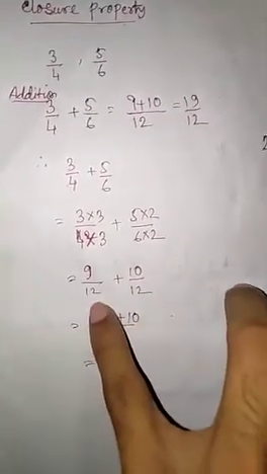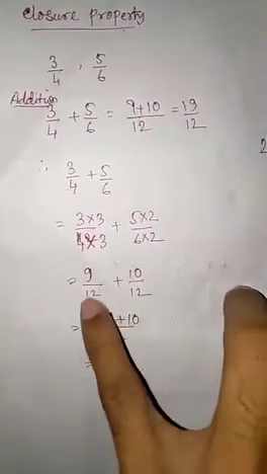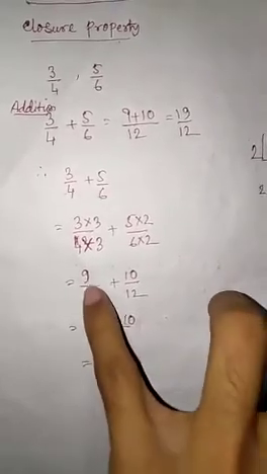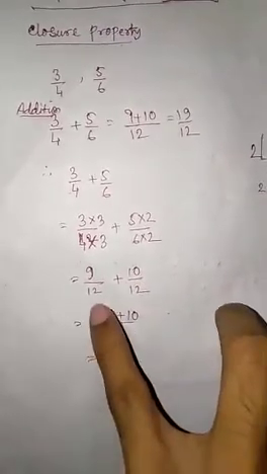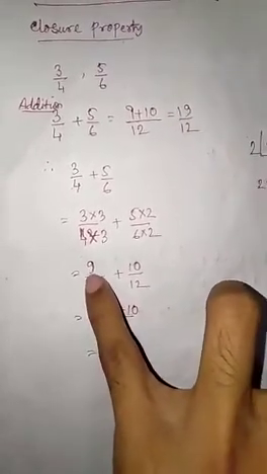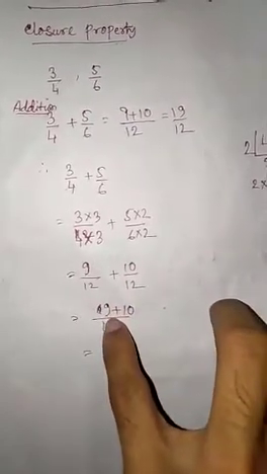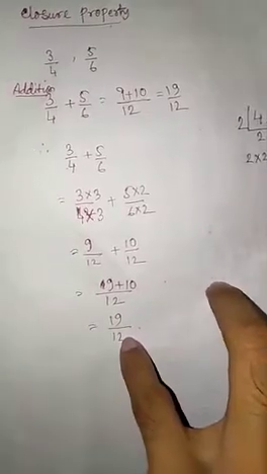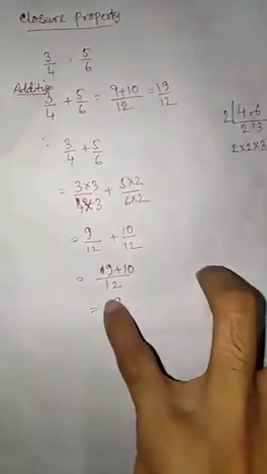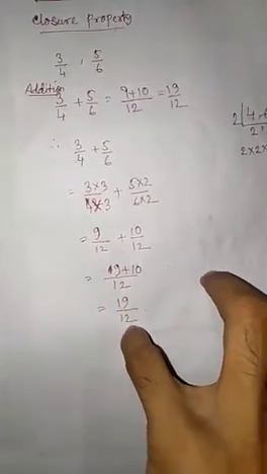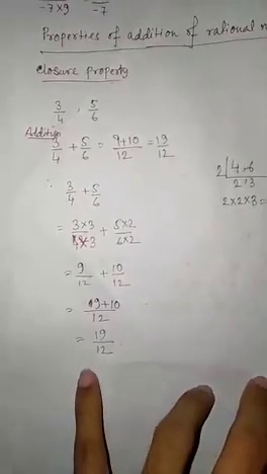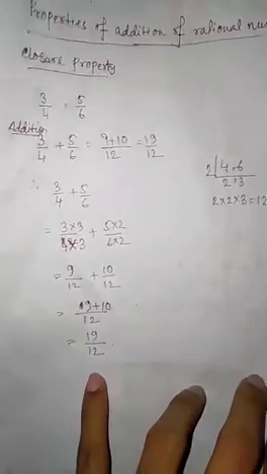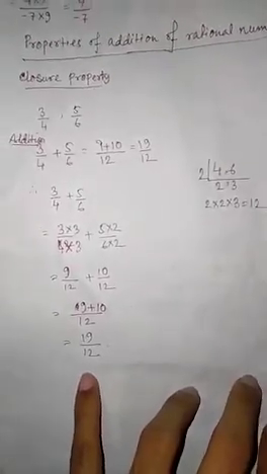So if we now add these two numbers, then we can write the denominator 12, and in case of numerators we will add the two numerators. So 9 plus 10, so 19 by 12 will be the answer. So it is also a rational number. Clear? So it maintains the condition. So we can say that in case of addition of rational numbers, the closure property is maintained.